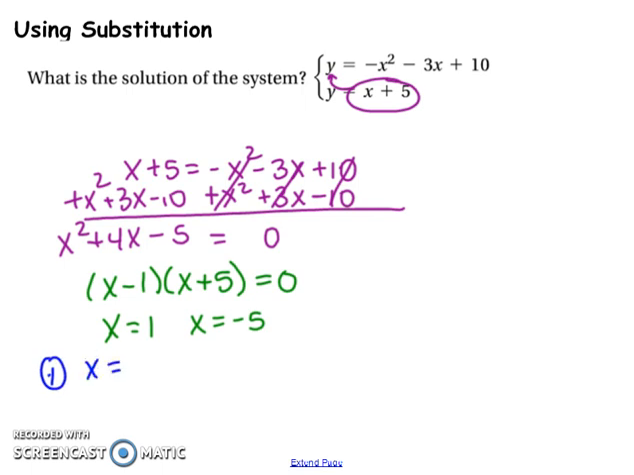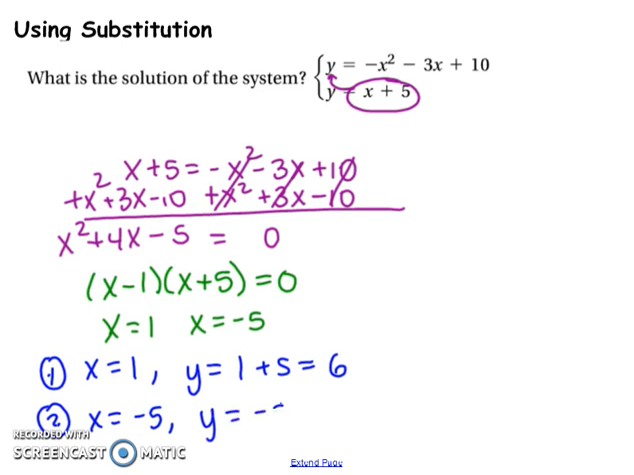So if x equals 1, y is going to be equal to 1 plus 5, which is going to be 6. And then if I take the second one I got, when x equals negative 5, I'm going to plug that in, y equals negative 5 plus 5, which gives me 0. So my two solutions here would be 1, 6 and negative 5, 0.